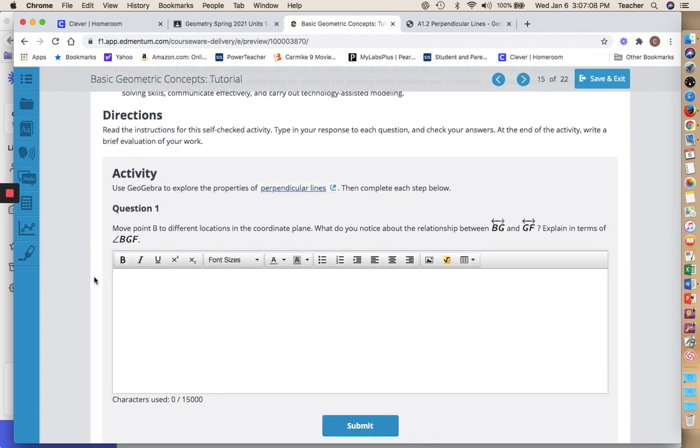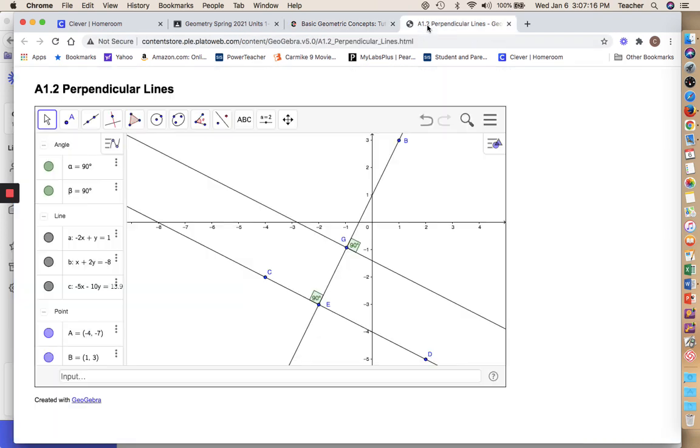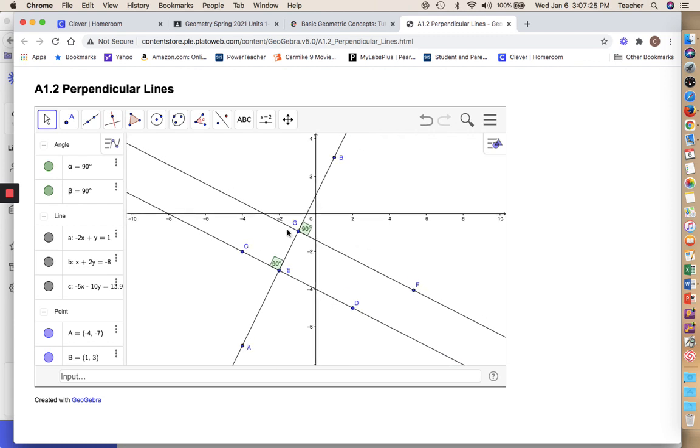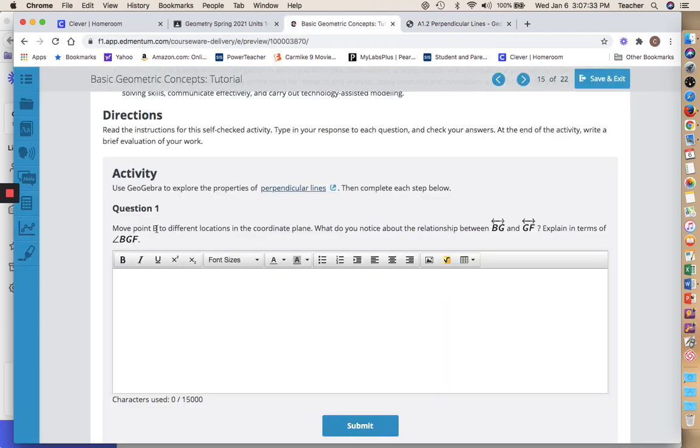So move point B to different locations in the coordinate plane. What do you notice about the relationship between BG and GF? BG is this one. GF, well, I don't see an F. Oh, there's an F. So we're looking for the relationship between BG and this line GF. And again, I'm going to move point B to a different location.